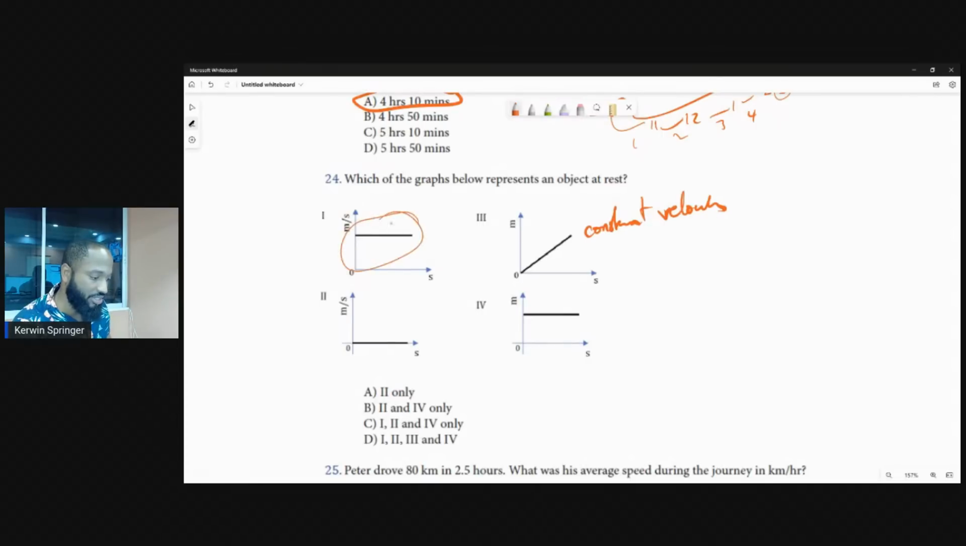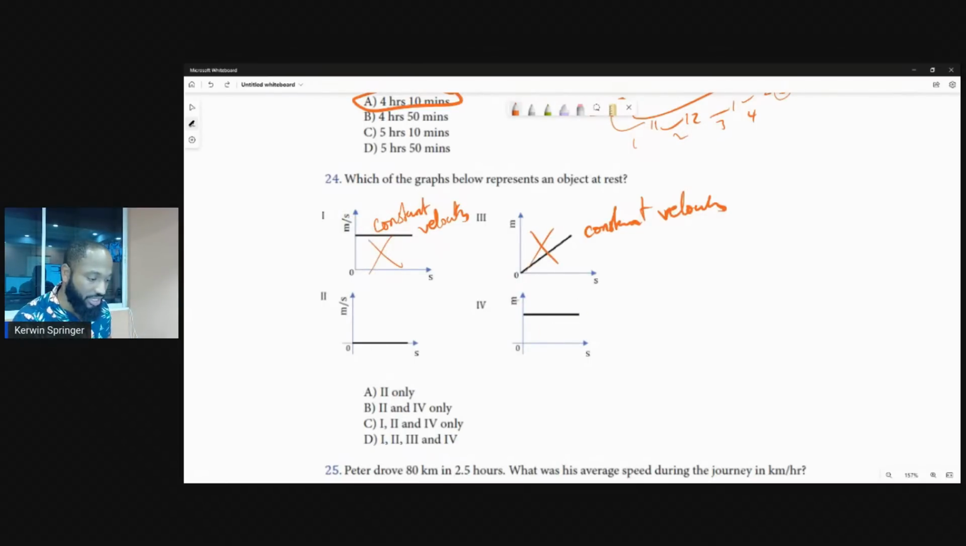Is this at rest? Is this guy at rest? Well, this is constant velocity as well, now. You know why this one is still constant velocity? Because of the unit change here. The unit change. This is velocity now. This unit here is distance. So this is not at rest. If something is moving at a constant speed, it's not at rest. This is not at rest as well.